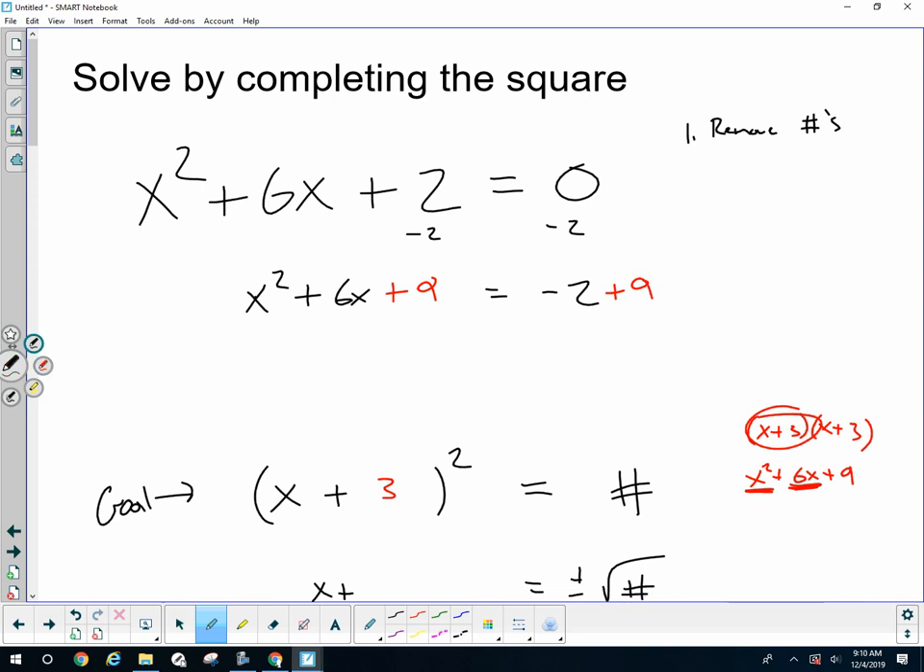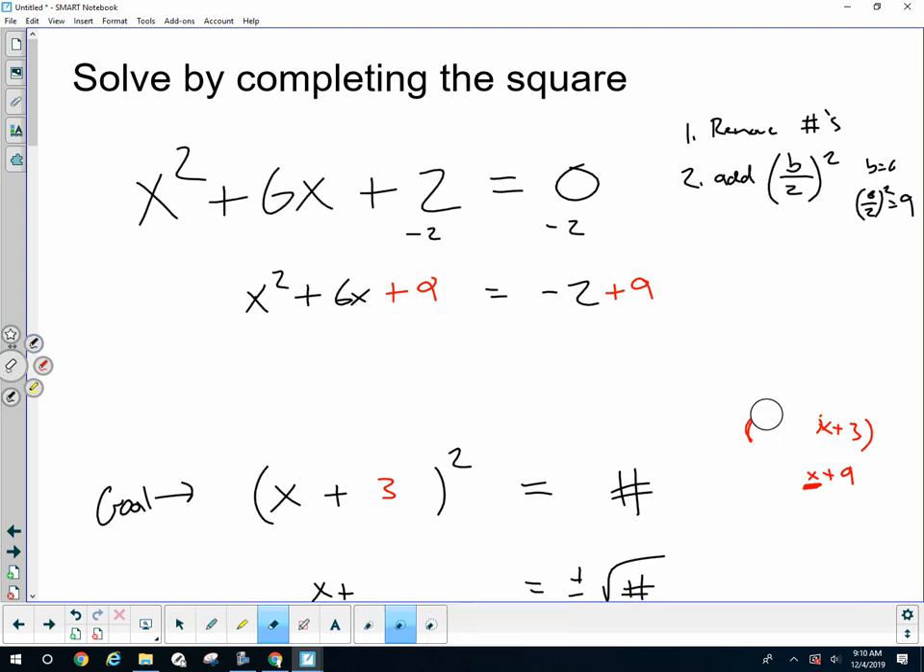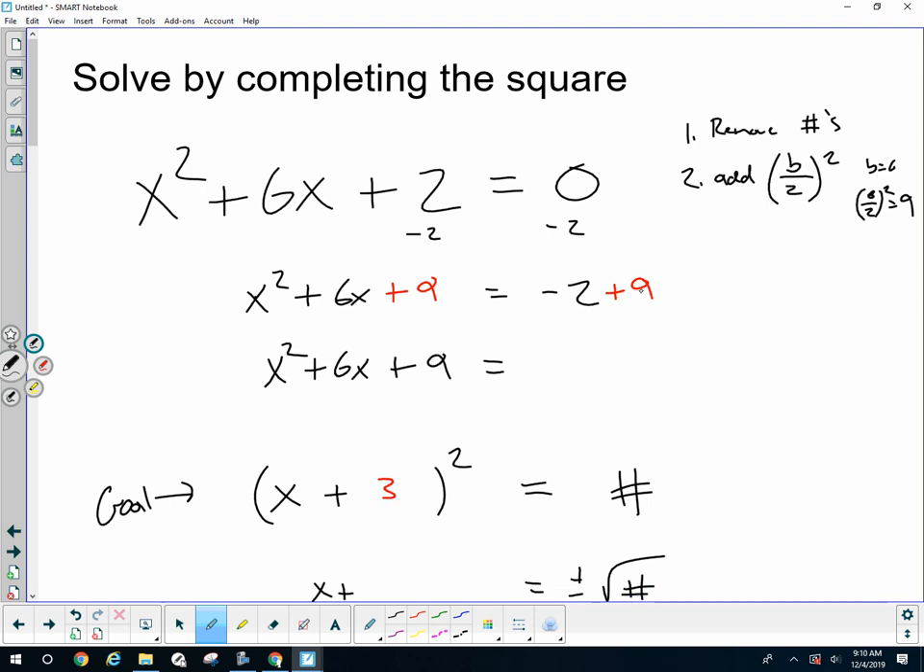Okay. An easy way to find this number that I add to both sides, this 9 that creates this perfect square, you can add the b number divided by 2 squared. Here, b was 6. 6 divided by 2 is 3. 3 squared is 9. I added 9 to both sides. Okay? So, now I have x squared plus 6x plus 9 equals 7.